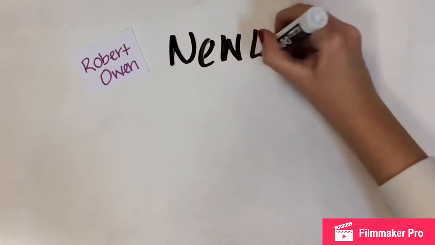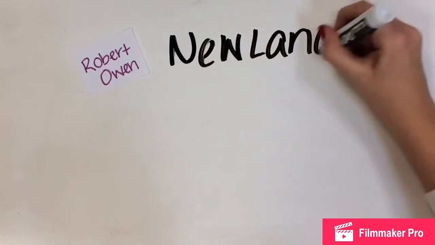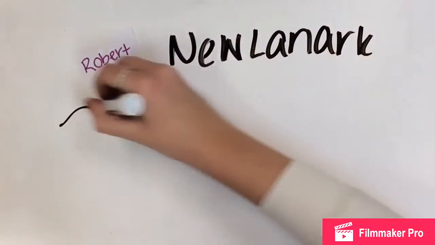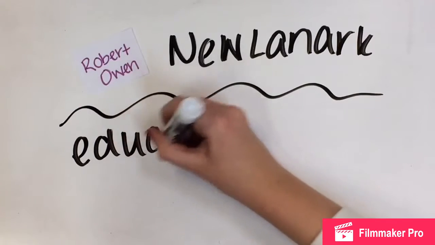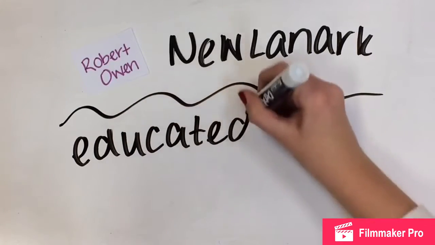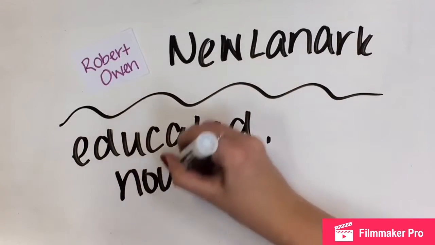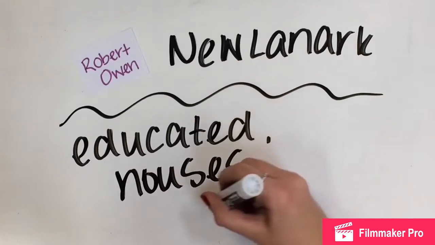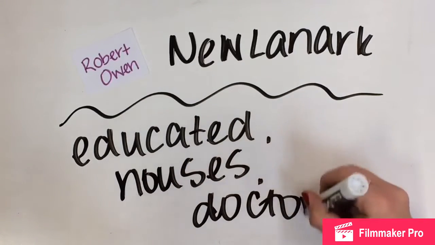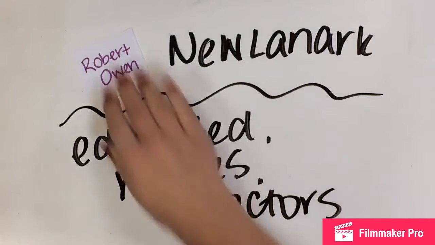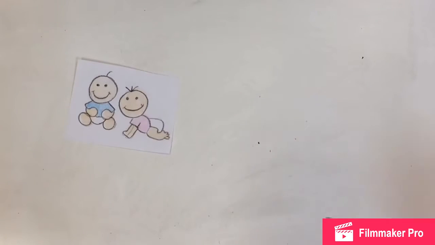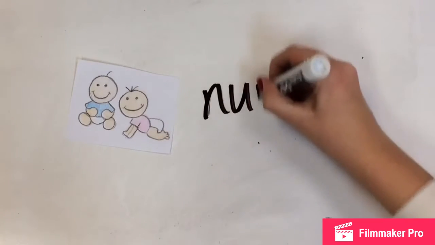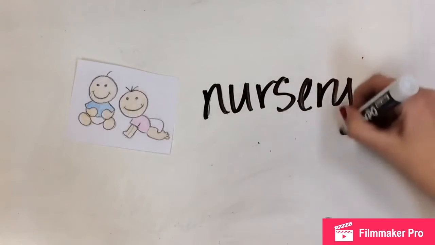Robert Owen was one of the most well-known utopian socialists. He bought 4 cotton mills in a small town called New Lanark. Owen helped his workers and ensured that they were all very well educated, that they had houses of their own, and that they all had access to doctors and physicians. Owen also established a nursery to keep the children protected while their mothers were working.